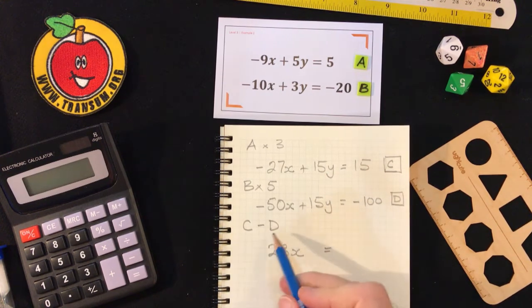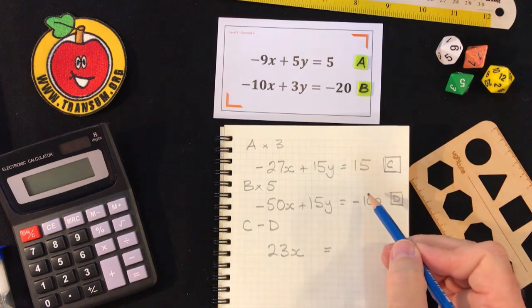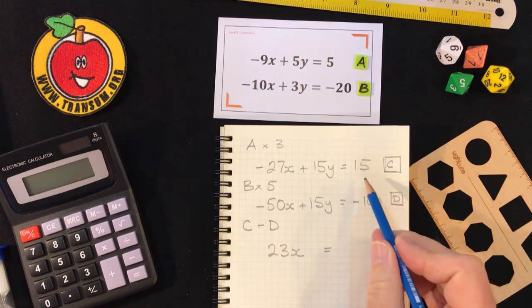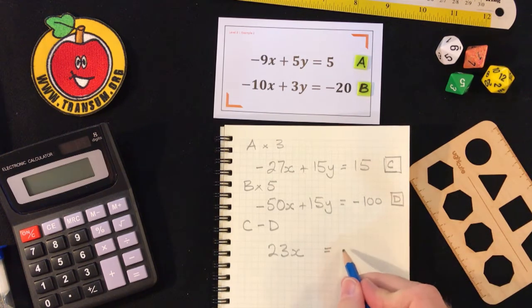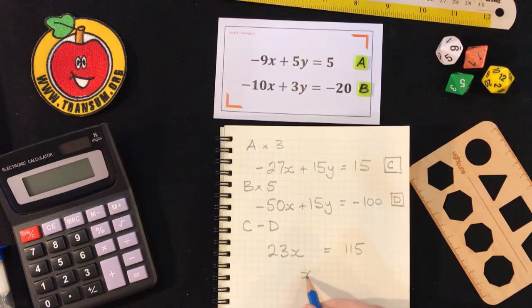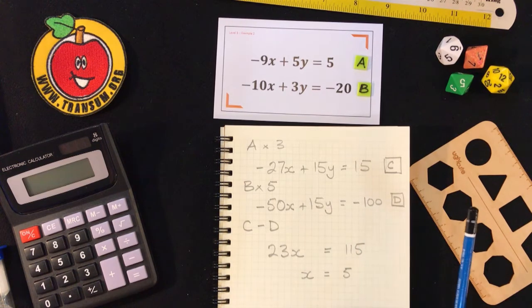So on the right side, doing C take away D, 15 take away negative 100. That's like 15 add 100. So that's 115. So now divide both sides by 23. I'm having a guess that there are 5 23s in 115. So I'll multiply that by 5. Yes, I get 115.